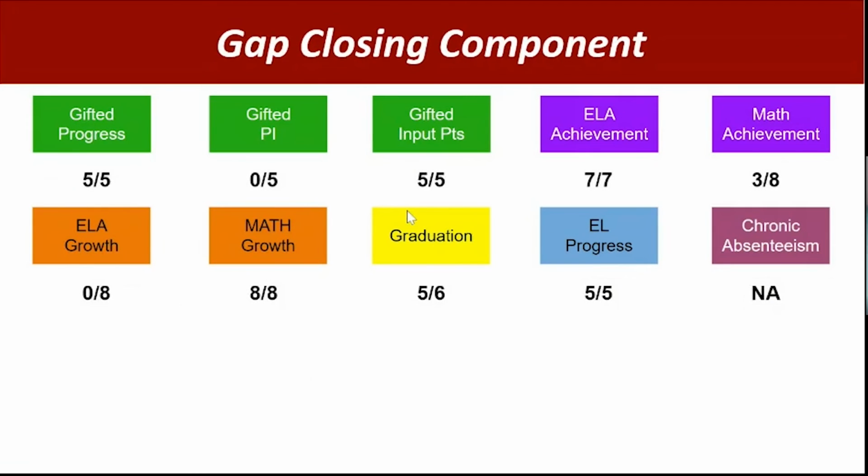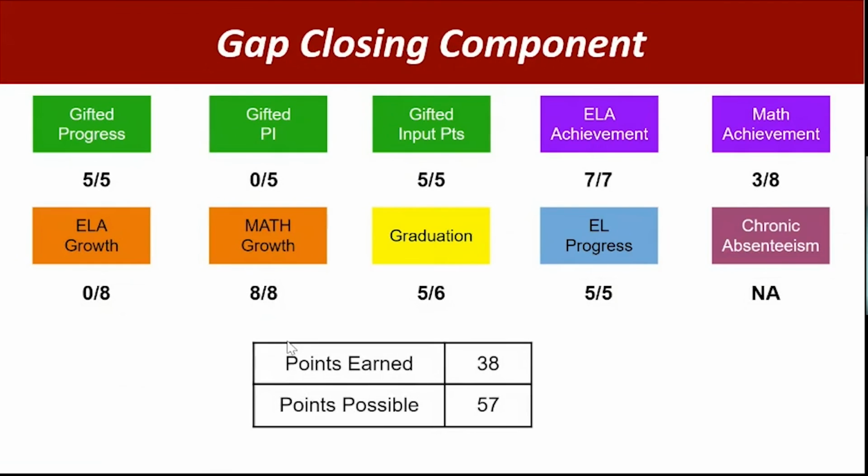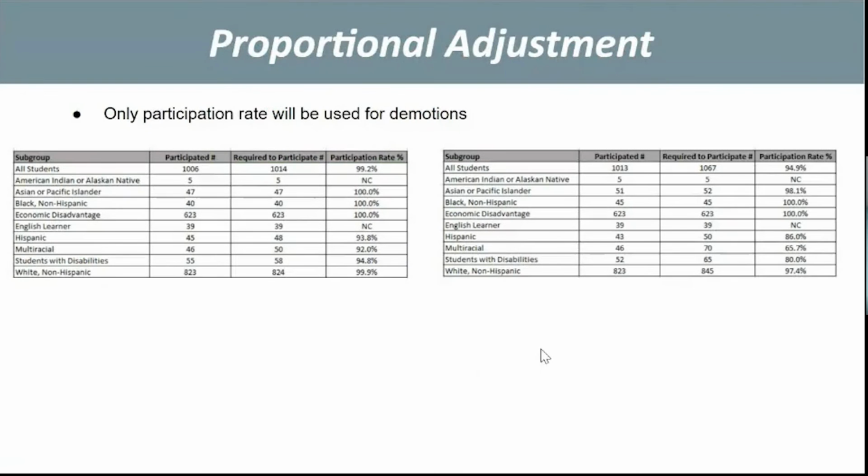All right, so let's pull everything that we talked about in our sample district together right here. So you can see all the points that were awarded and how many points were possible for each category. Going back to when we first started talking, we started with gifted progress, which was a 5 out of 5. So if I add those all up, my points earned would be 38 and my points possible would be 57.